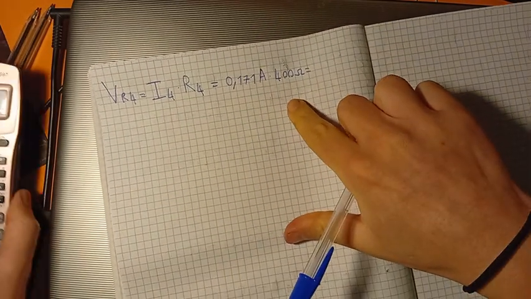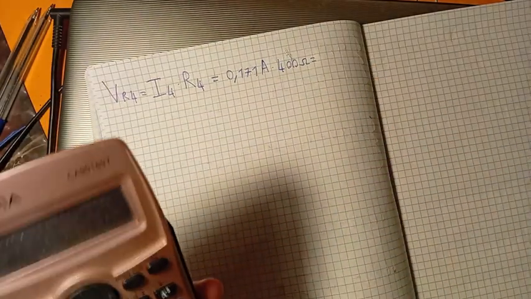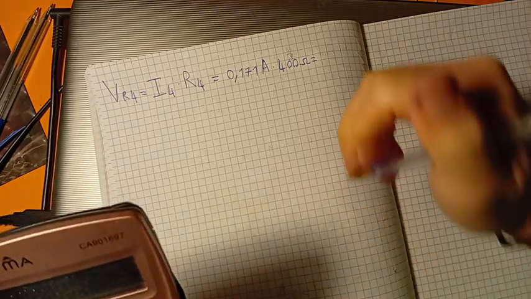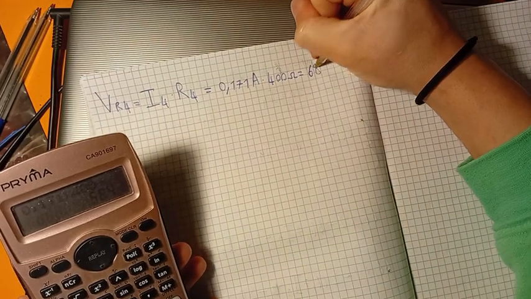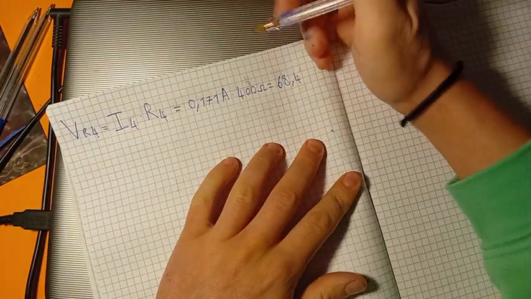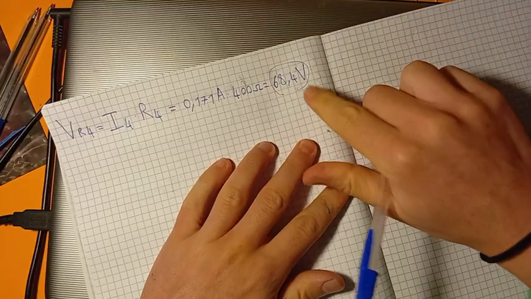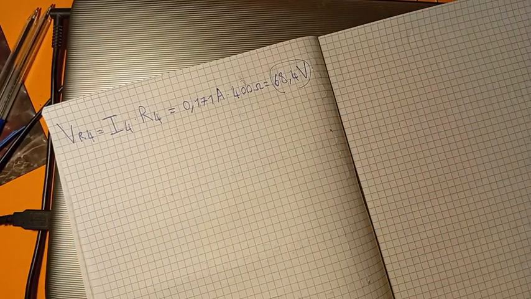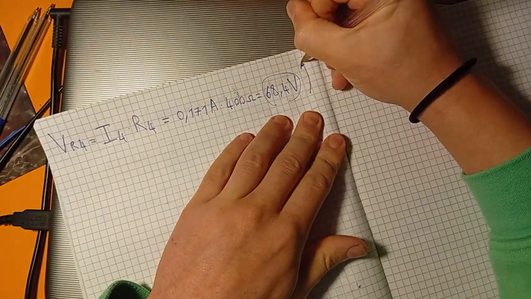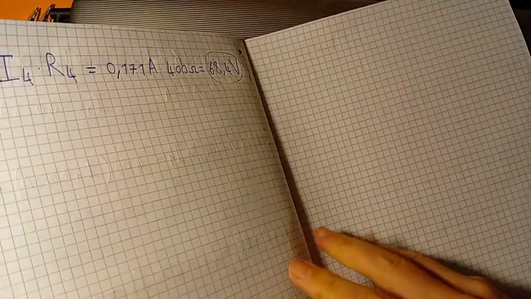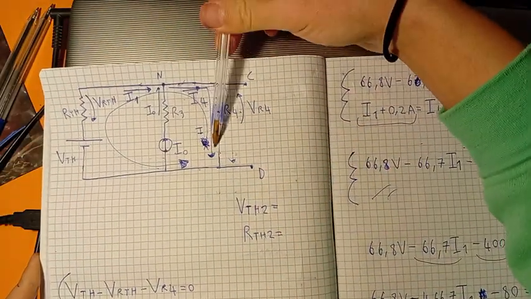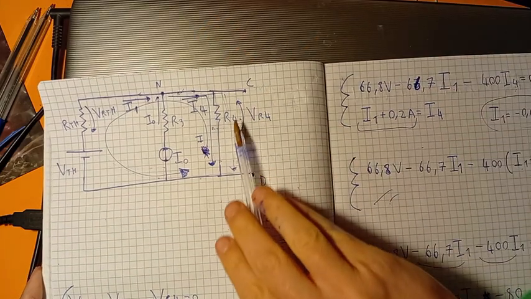The value of I4 is 400 ohms, so we just have to make 0.171 times 400, and the result is 68.4 volt. This is the voltage drop on R4. Okay, and it has this direction. Remember always the direction, because if the current here flows in this direction, it means that the voltage drop will be in this direction.